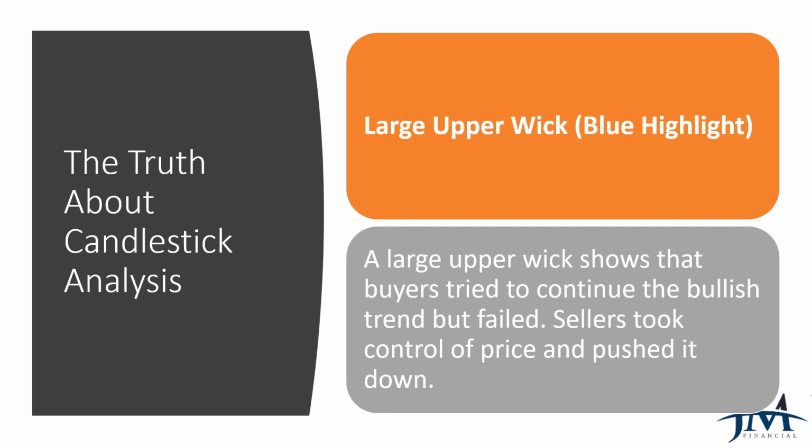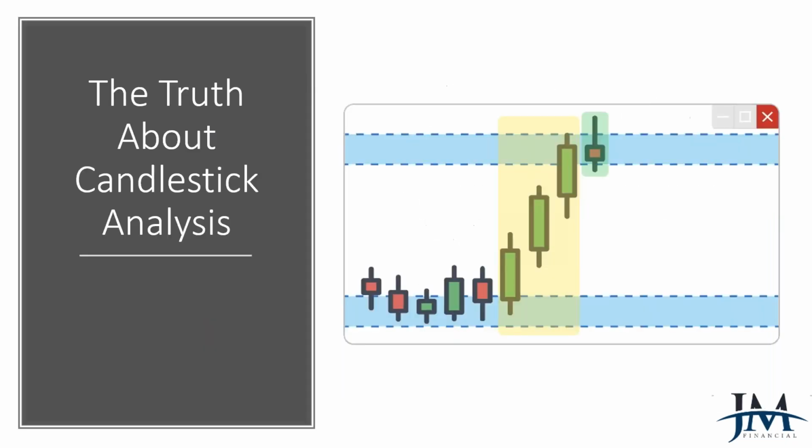So we have a large upper wick that shows the buyers tried to continue the bullish trend but failed. Sellers took control of the price and pushed it down. So if we understand how our candlesticks are formed, we see here buyers pushed up the price higher than the previous high, pushed it all the way up to here, but they weren't able to maintain it. The sellers were able to pull the price back down. They actually even pulled it lower than it had been, and then it ended up closing lower than it opened.